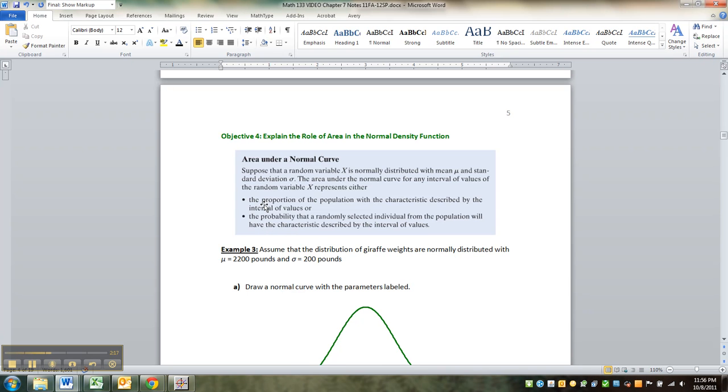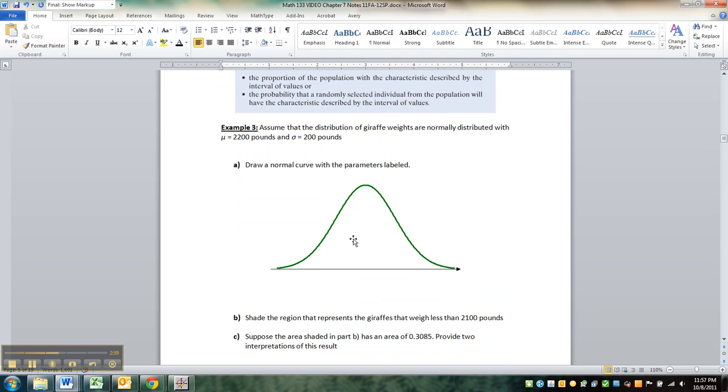And then there's two ways to interpret the area under the curve. You could say the proportion of the population with the characteristic described by the interval of values, or you could say the probability of a randomly selected individual. So proportion really is talking about a large group of a population, and a probability is talking about an individual drawn at random.